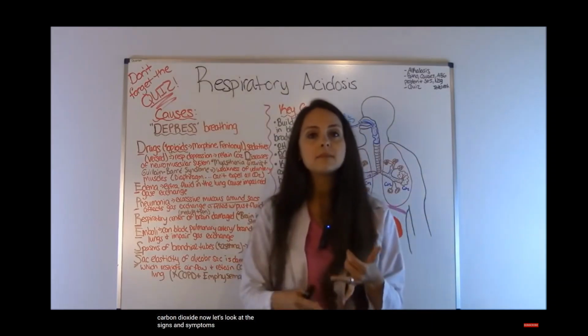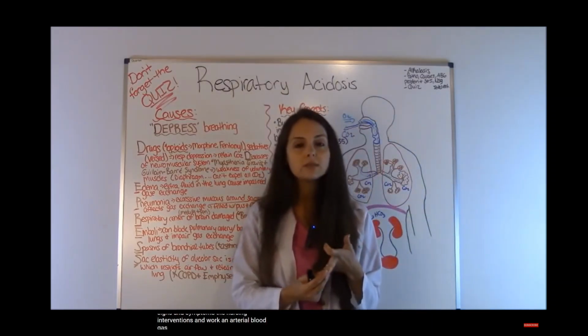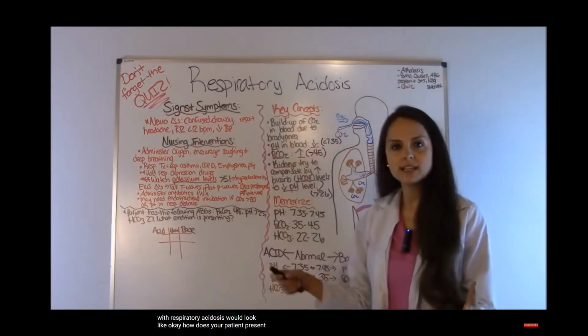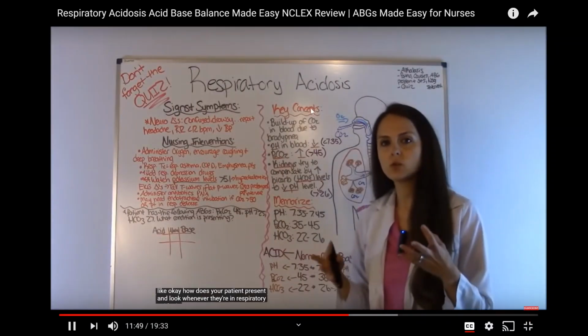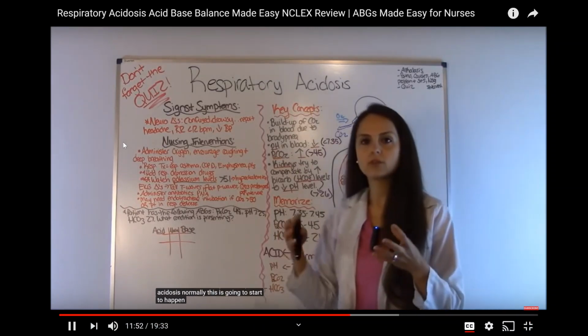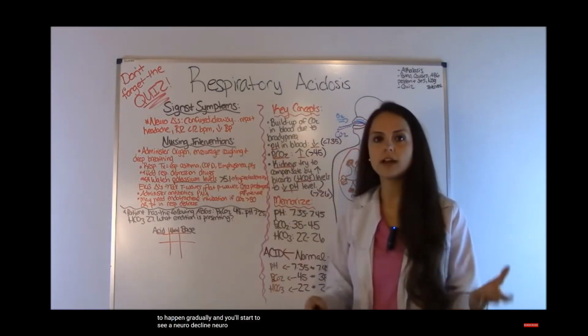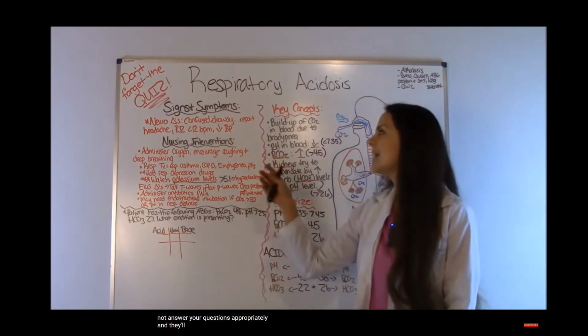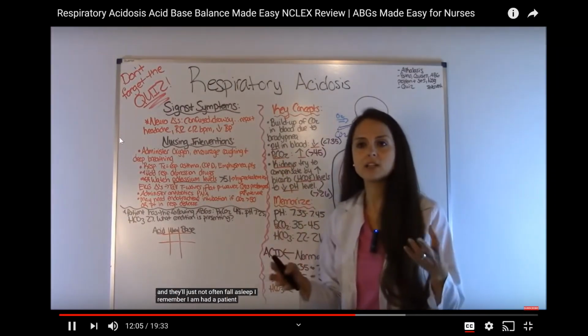Now, let's look at the signs and symptoms, the nursing interventions, and work an arterial blood gas problem and show you what a patient with respiratory acidosis would look like. Okay, how does your patient present and look whenever they're in respiratory acidosis? Normally, this is going to start to happen gradually, and you'll start to see a neuro decline, neuro changes. All of a sudden, they'll become confused, maybe not answer your questions appropriately, and they'll just nod off and fall asleep.